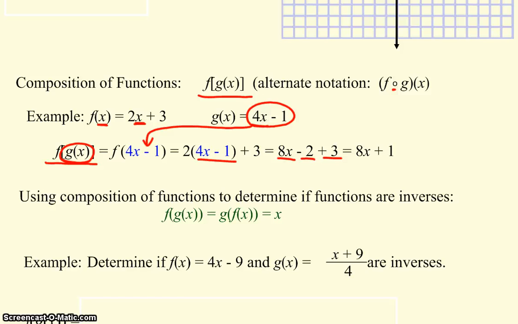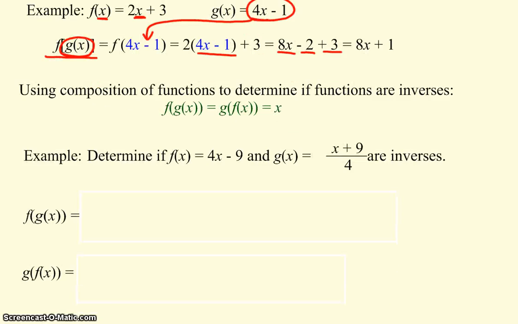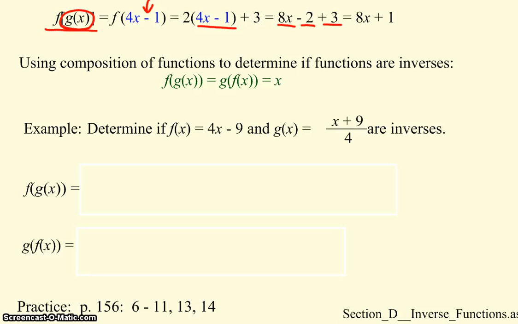Now, determining if things are inverses or not can also be done with composition of functions. If f of g of x gives you exactly the same answer as g of f of x, and that answer is x, then you know the functions are inverses. So we're going to determine if 4x minus 9 and x plus 9 over 4 are inverse functions.